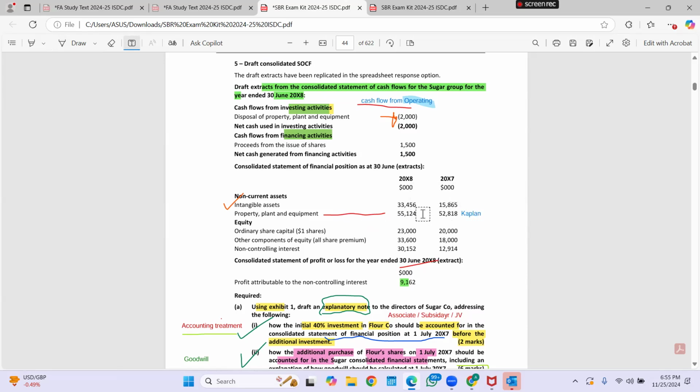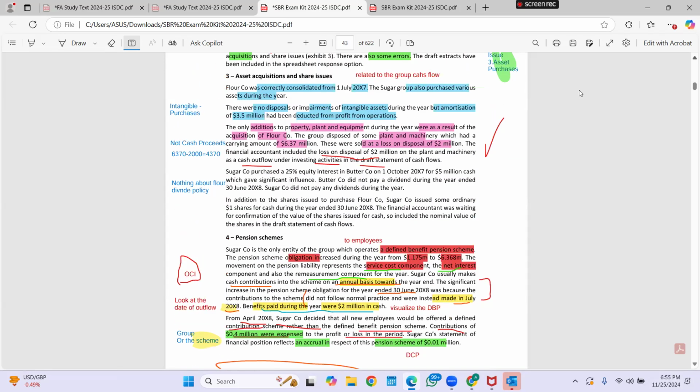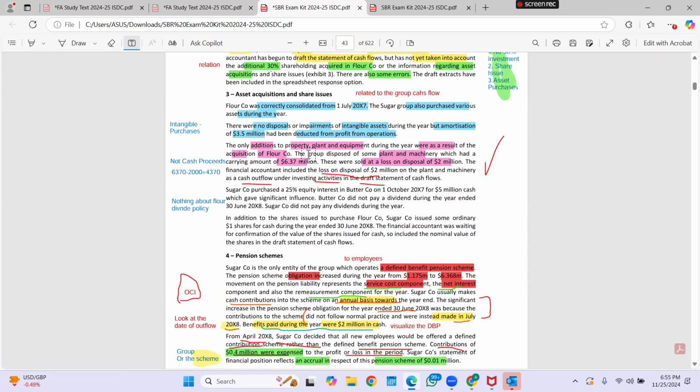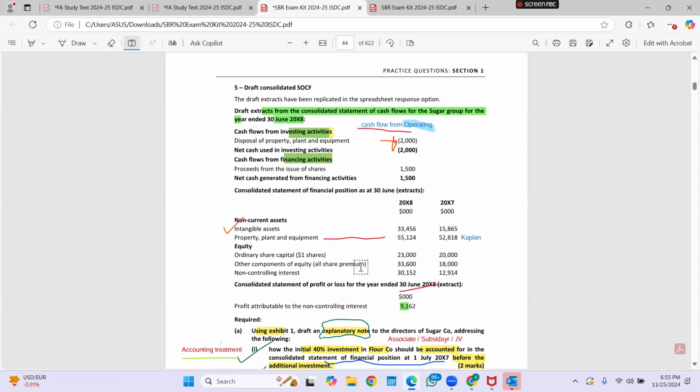I told you all, PP is increasing from 52 to 55, right? But they are telling there is only acquisition of flour, and apart from that, there is nothing coming inside. So the examiner has not given you all the relevant details, so you all don't need to look into your PP.